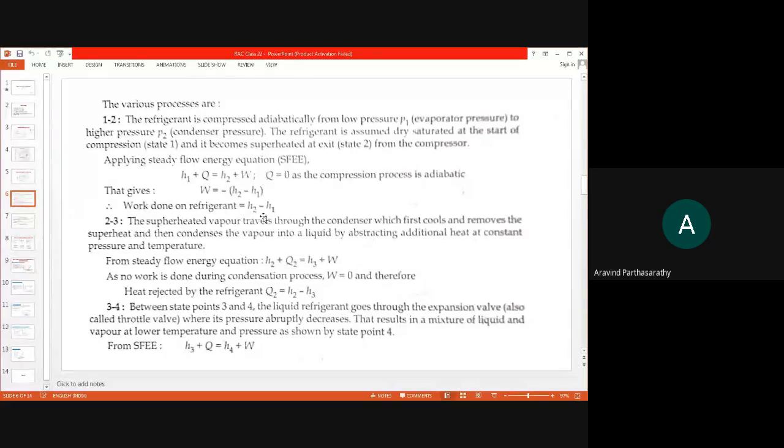Now you may have a doubt. When you solve the equation, W is equal to H1 minus H2 is actually coming, isn't it? How is H2 minus H1 written here? So work, when you are getting a work, it is actually negative. You already studied this in the lower classes, that when work is done on the system, it is negative.